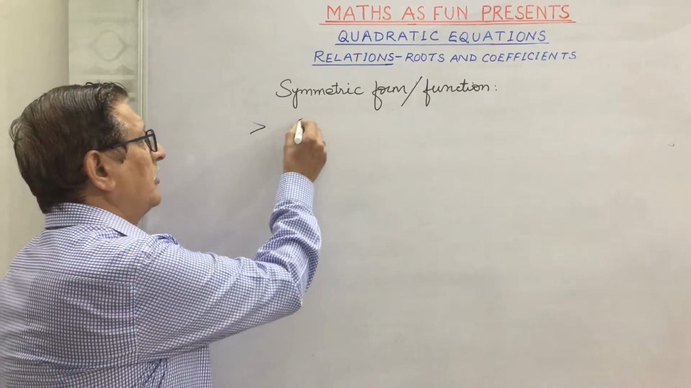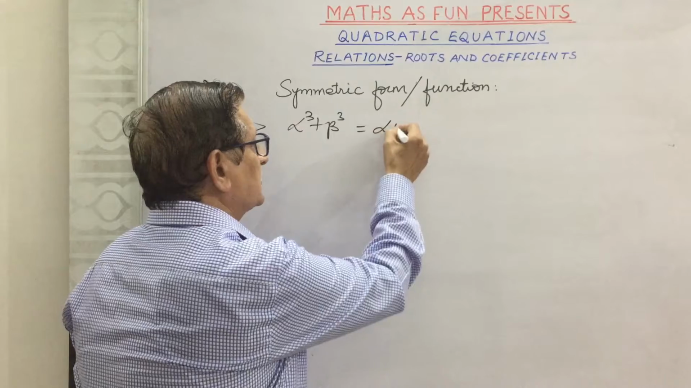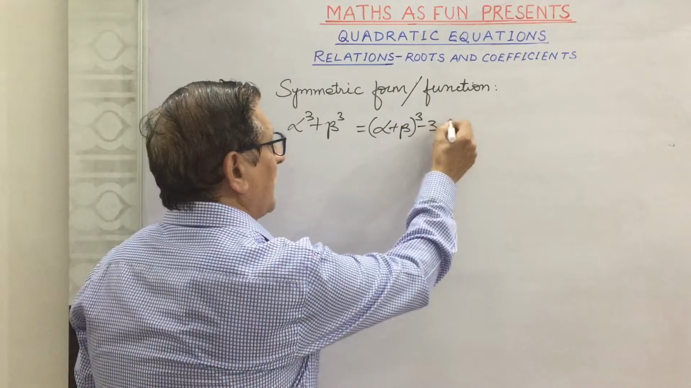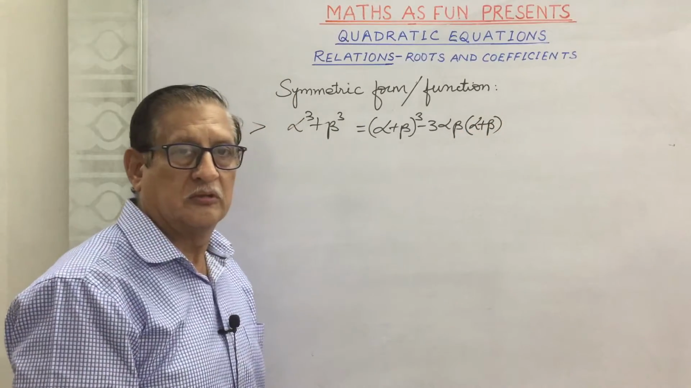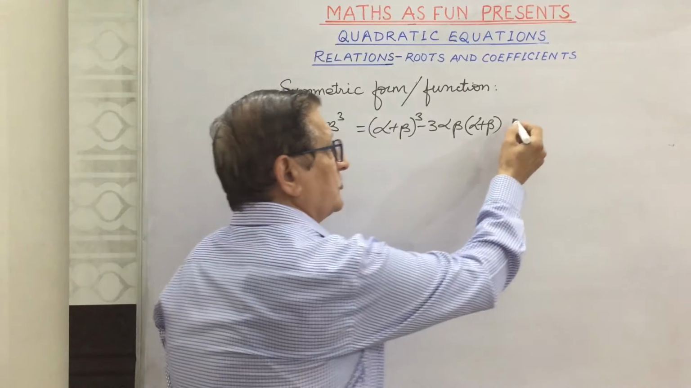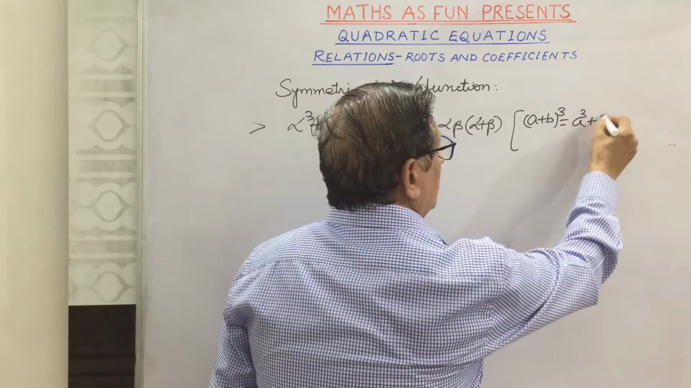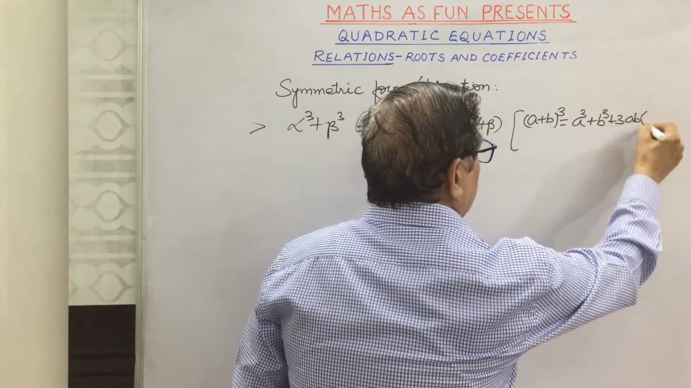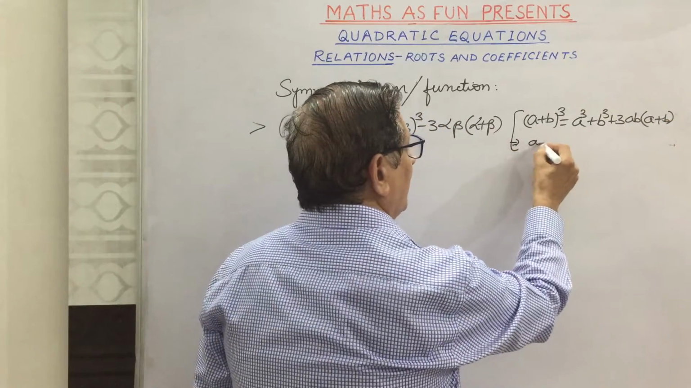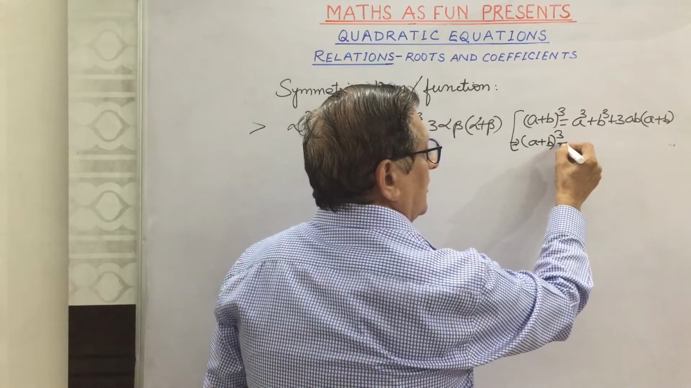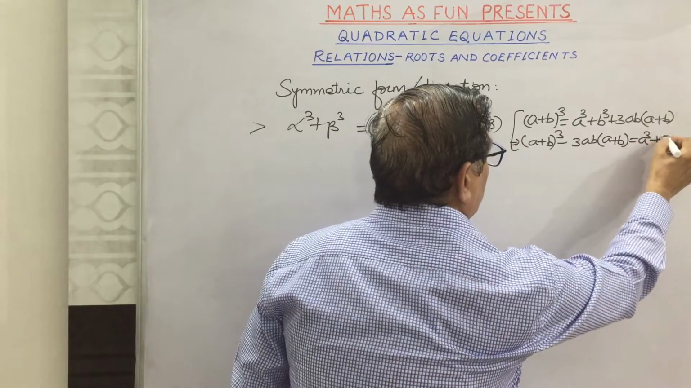Next one we have alpha cube plus beta cube. To find its value, we can write this as alpha plus beta whole cube minus 3 alpha into beta into alpha plus beta. Which identity we have used here? That is a plus b whole cube we know is a cube plus b cube plus 3ab into a plus b. If we transpose this term here onto the left, we will have a plus b whole cube minus 3ab into a plus b equal to a cube plus b cube.